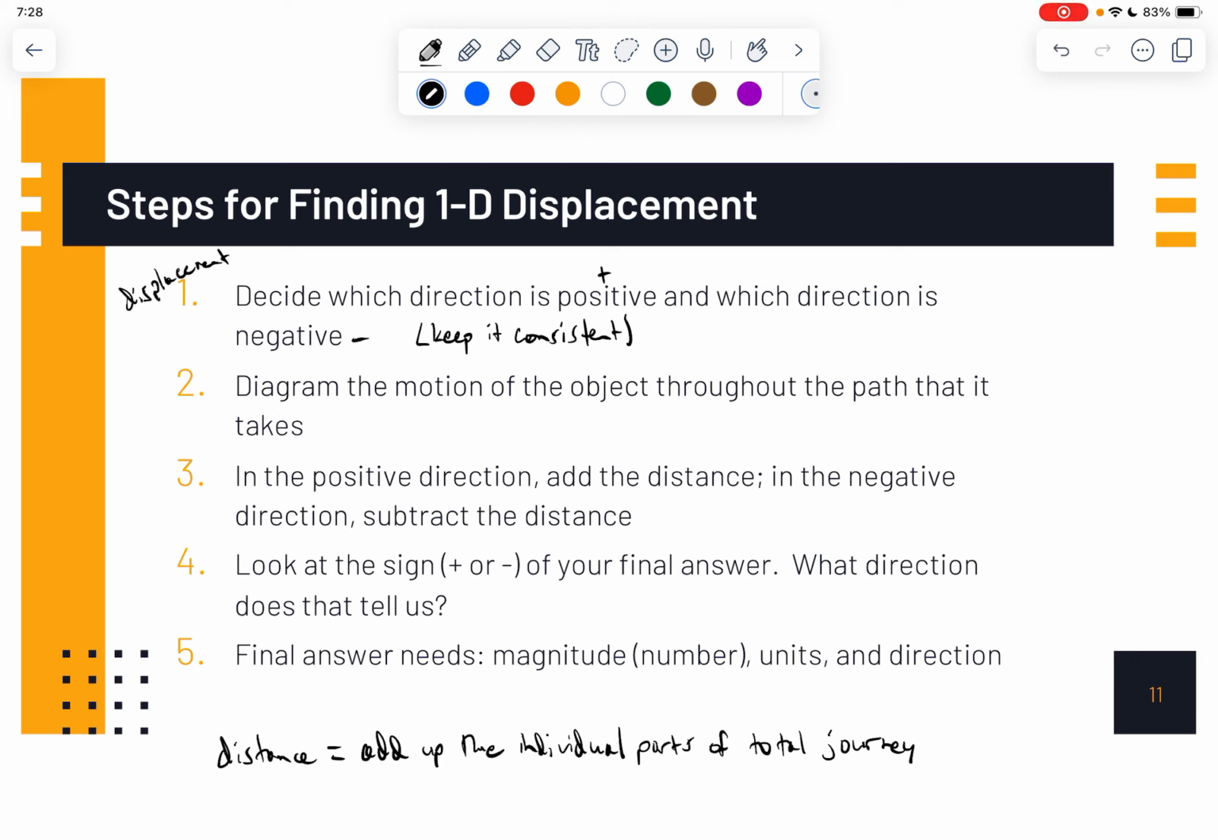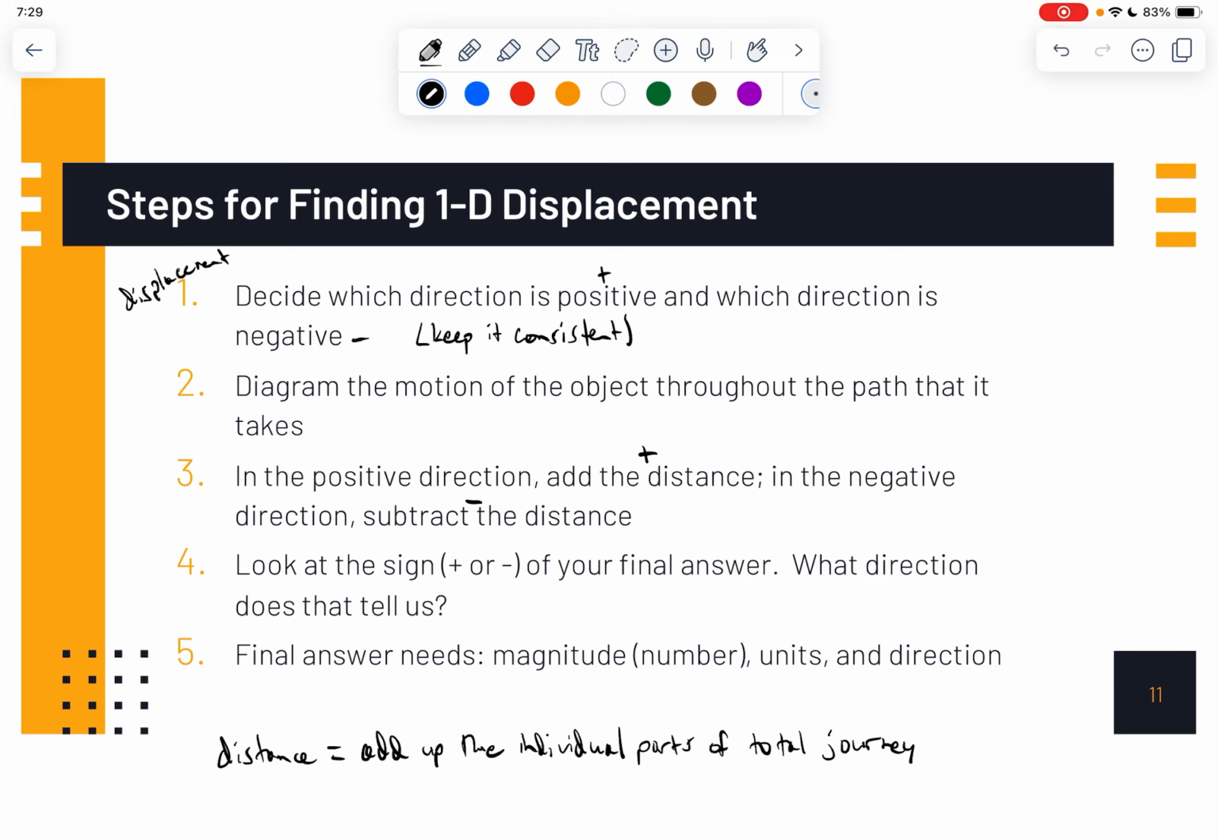So what I like to do next is make a quick little sketch or diagram of our motion. That way it helps me visualize which movements are in the positive direction and which are in the negative direction. Anytime our object moves in the positive direction, we're going to want to add that distance because it's positive. Anytime our object moves in the negative direction, we want to subtract that. Again, subtraction will be our negative.